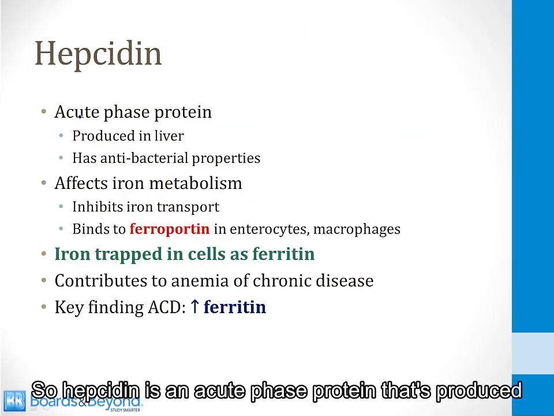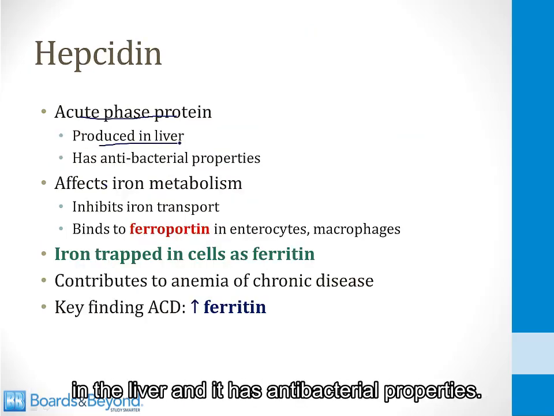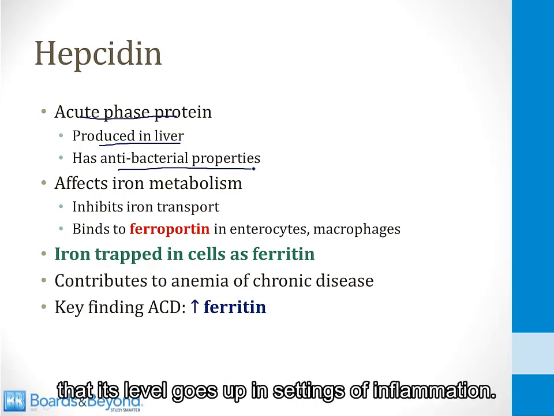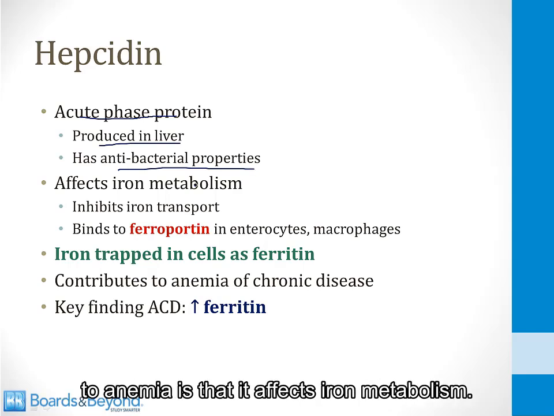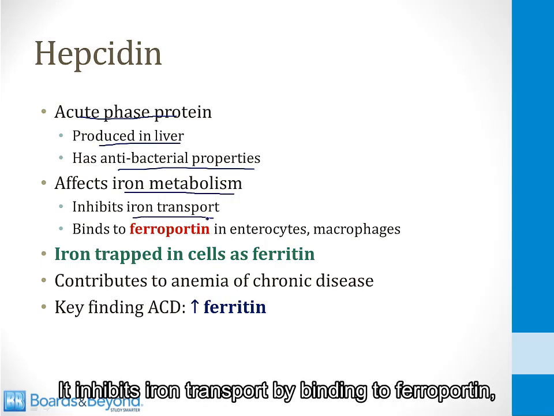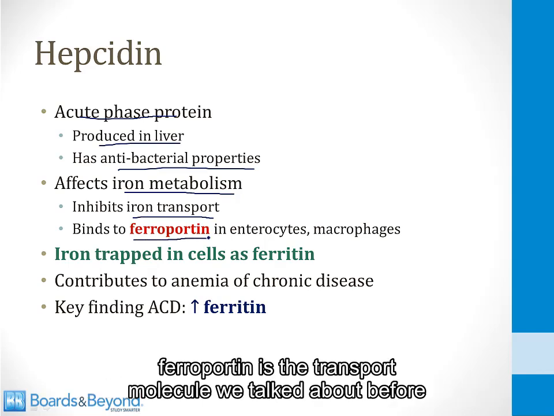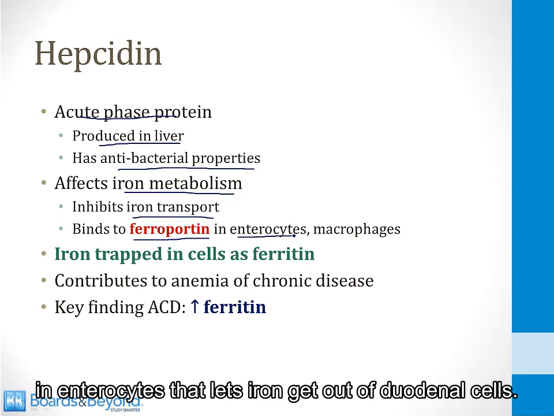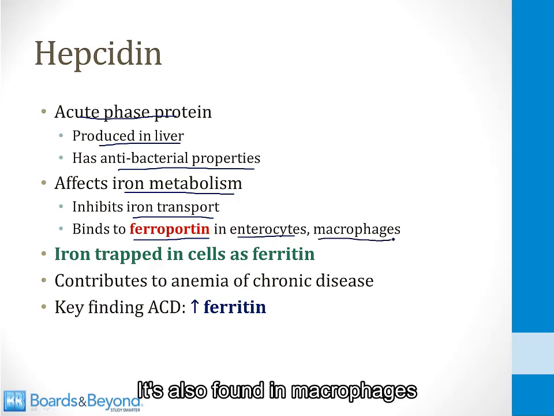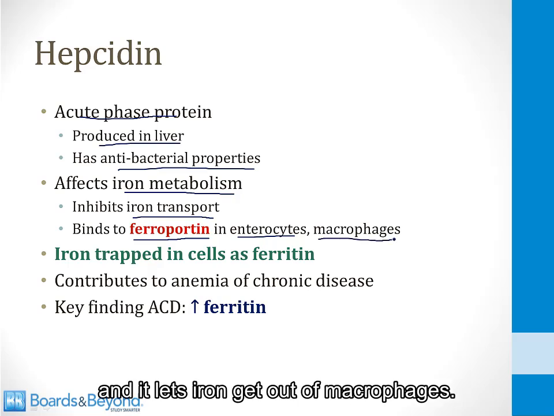So hepcidin is an acute phase protein. It's produced in the liver, and it has antibacterial properties. That's believed to be the reason that its level goes up in settings of inflammation. But the reason it can contribute to anemia is that it affects iron metabolism. It inhibits iron transport by binding to ferroportin. Ferroportin is the transport molecule we talked about before in enterocytes that lets iron get out of duodenal cells. It's also found in macrophages, and it lets iron get out of macrophages.